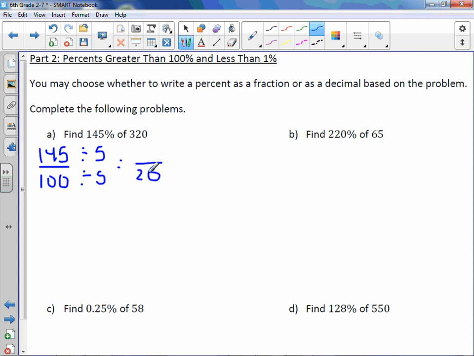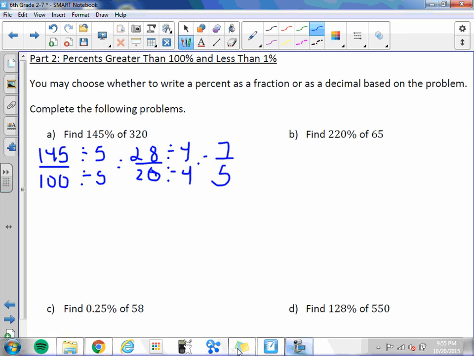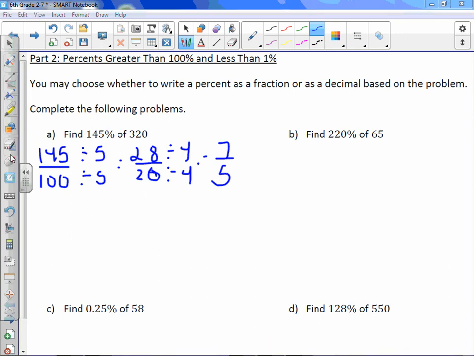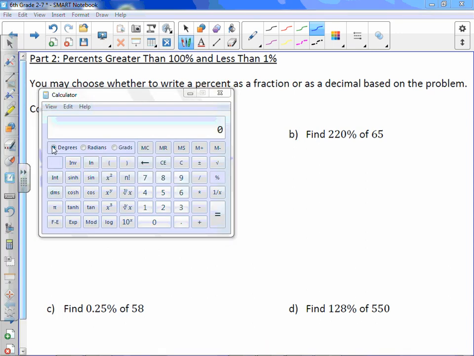20 is the denominator. Let's see, 5 goes into 14 twice, which leaves us 4, which leaves us 28. We can actually reduce more. I can divide by 4. And we get 7/5. And just to be safe, I'm going to double check my math since I did that mentally.